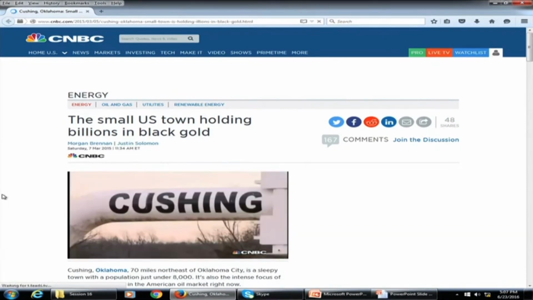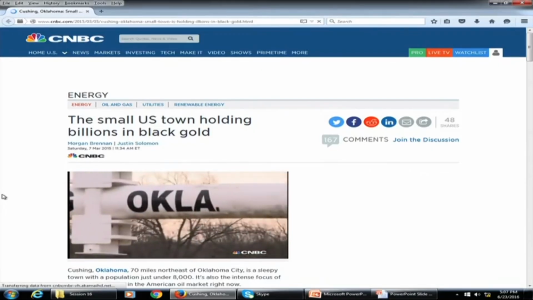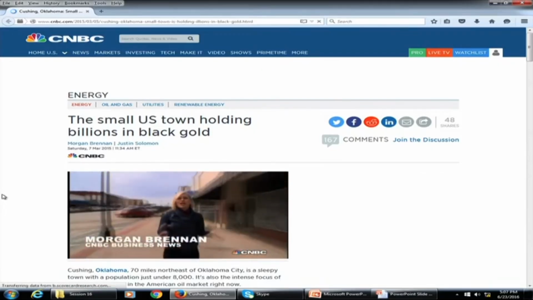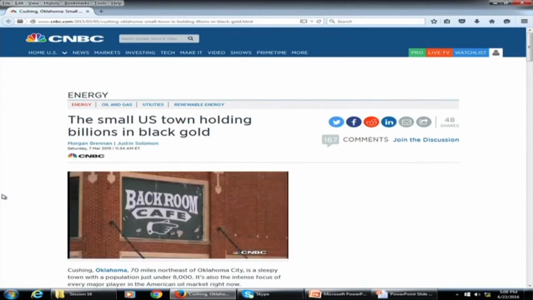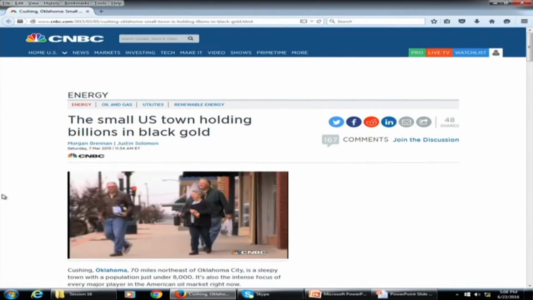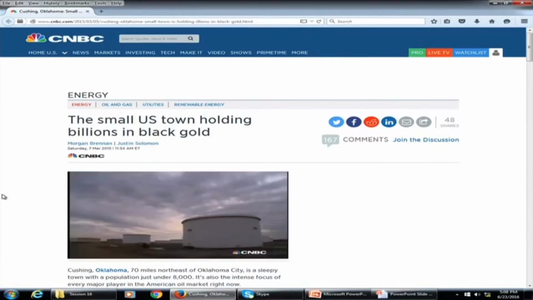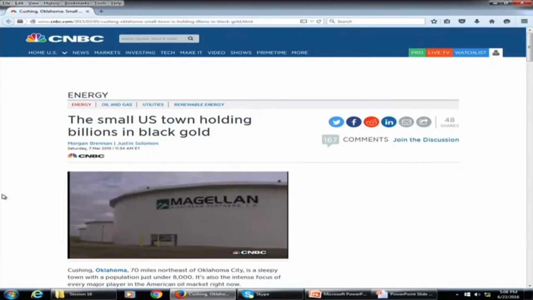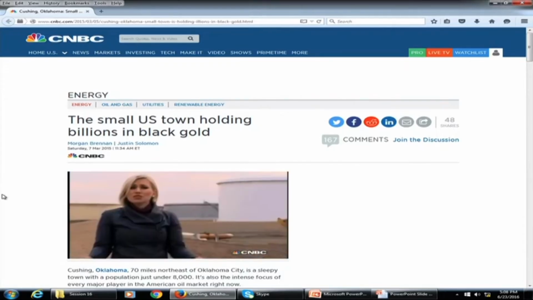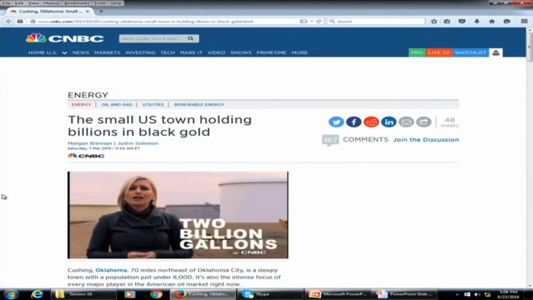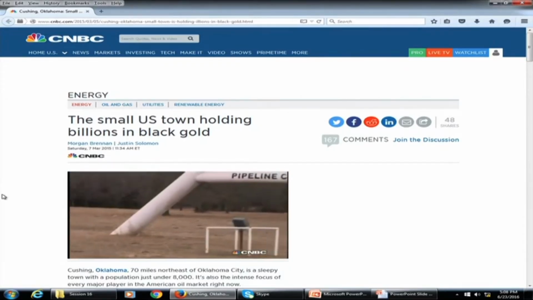Welcome to Cushing, Oklahoma, 70 miles northeast of Oklahoma City. This is a tiny town, population just under 8,000, but while it may be small, it plays a big role in the oil business. Just how big? Well, there's nearly 50 million barrels of oil in these tank farms. A barrel of oil breaks down to 42 gallons. That means there's more than 2 billion gallons of crude oil surrounding this small Oklahoma town.